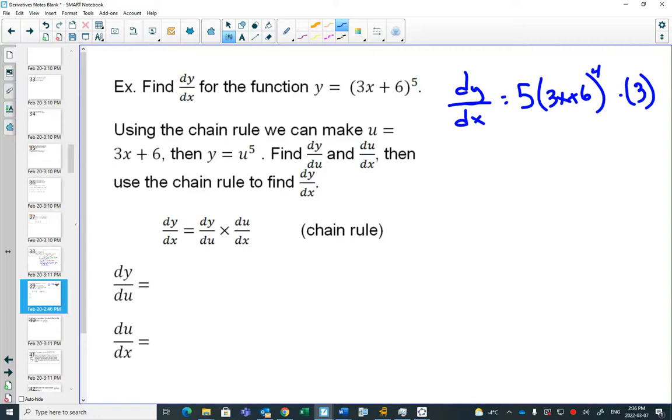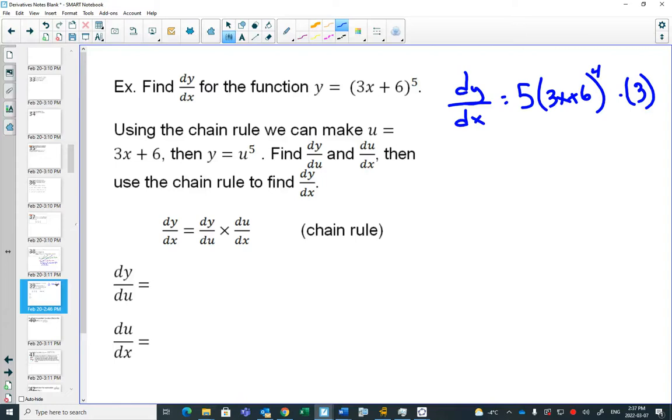No problems? Straightforward. Using Leibniz's notation, you would make a substitution and call u the inside function. u equals 3x plus 6. Then that changes your original equation to be y equals u to the 5. See how that substitution did that?